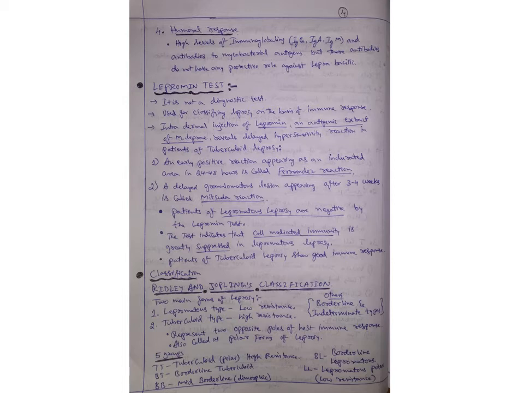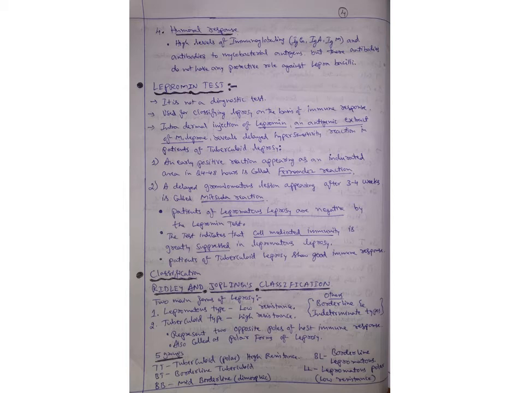Then next, classification of leprosy, by Ridley and Jopling's classification. Two main forms of leprosy are reported: lepromatous type with low resistance, and tuberculoid type with high resistance. These two groups are called the two opposite poles of the immune response, also called the polar forms of leprosy. And this is again divided into five groups based on their nature, including the borderline and indeterminate types.